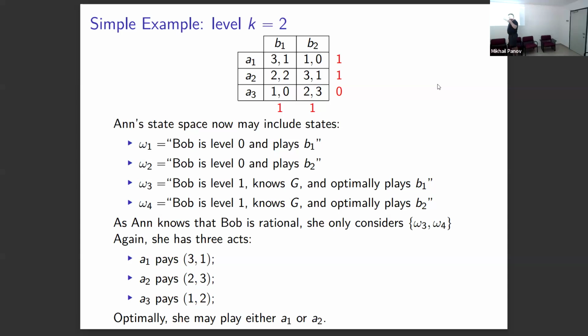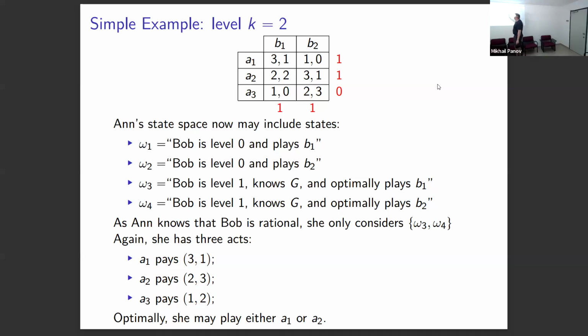Bob is level 1, he knows G because it's common knowledge, he knows that he plays G, and he optimally plays B1. He knows G and he optimally plays B2. And then she says, is it possible this or that, based on what I know? Both of them are possible. Then she forms a probability distribution. So the first step, she says what's possible, W3, W4, and then the second stage, she creates probability. But she can take any probability because she's not restricted by any other statements. So all of them are possible. And again, she can play A1 or A2 because it's the same acts. Okay, so for her, so far so good.